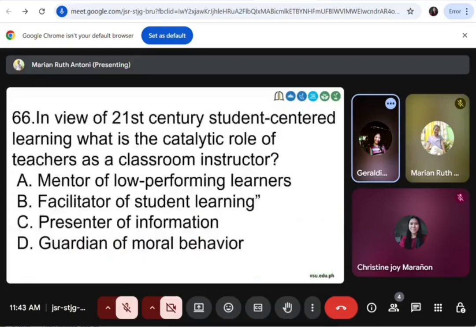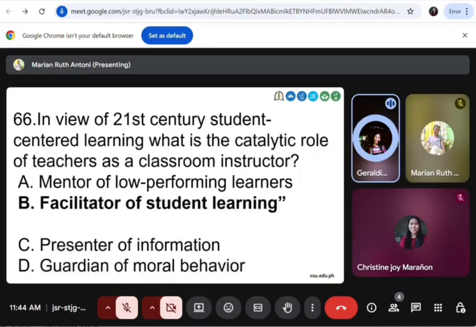Next, in view of 21st century student-centered learning, what is the catalytic role of teachers as a classroom instructor? A. Mentor of low-performing learners. B. Facilitator of student learning. C. Presenter of information. Or letter D. Guardian of moral behavior. So what do you think is the correct answer?